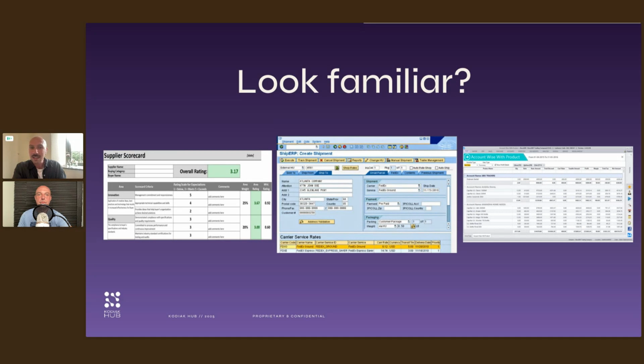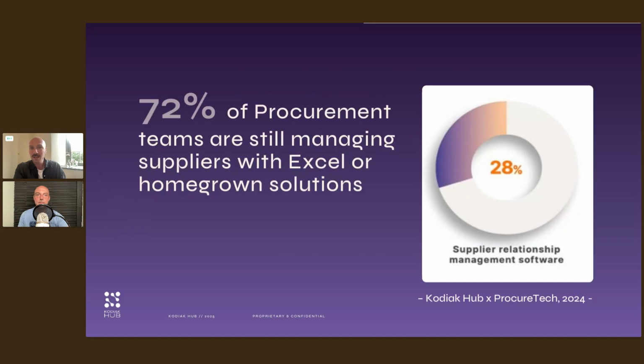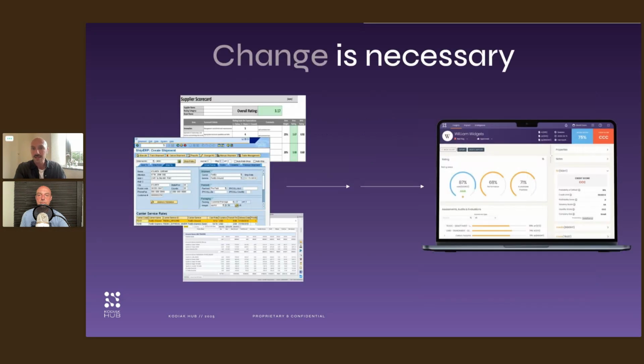The thing is that I don't need to ask this group. We've polled many times before amongst webinars and the like, because in a study that we did last year with ProcureTech, we found that only 28% of procurement organizations polled, and these were high-performing global multinationals, had modern capabilities. The majority of teams were still stuck in their Excel spreadsheets and homegrown solutions for managing supplier relationships. Only 28% had some type of modern capabilities when it comes to supplier relationship management. What we recognize with this is that change is necessary, right? The status quo is no longer good enough.